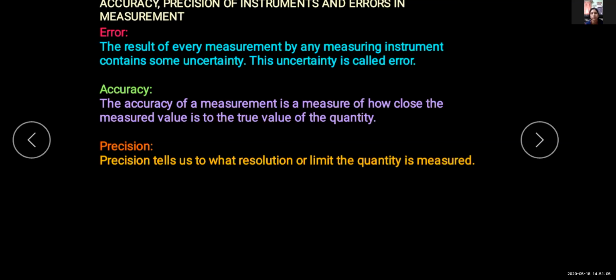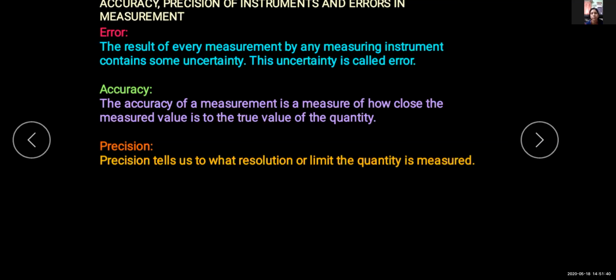Now what is precision? Precision tells us to what resolution or limit the quantity is measured. Let's take an example of precision. Suppose the thickness of a sheet is 1.42 centimeter, and a researcher used two measuring devices, one with least count 0.1 centimeter and the other with least count 0.01 centimeter, to measure this thickness.